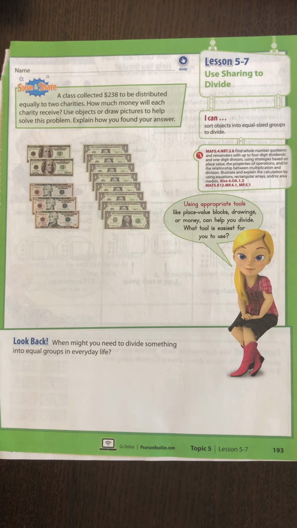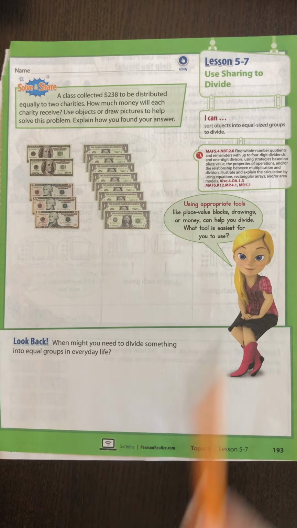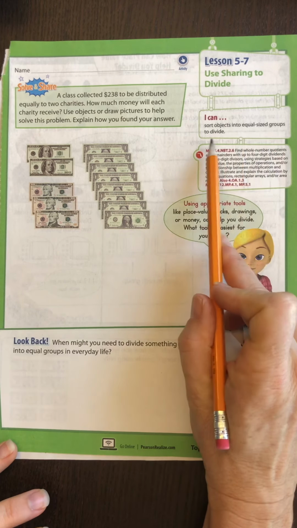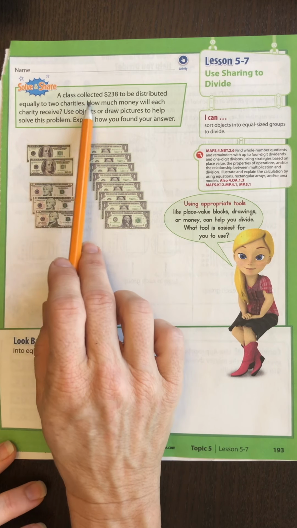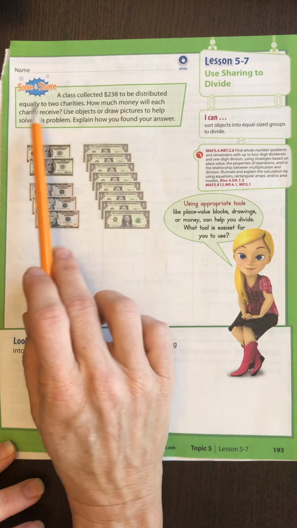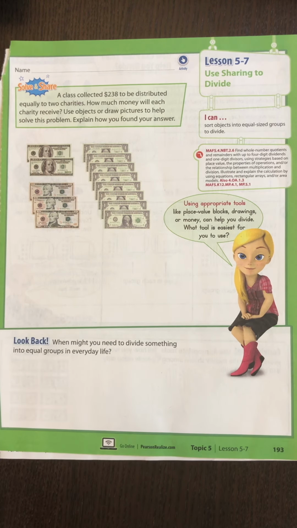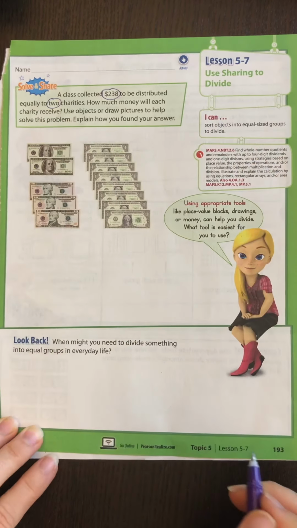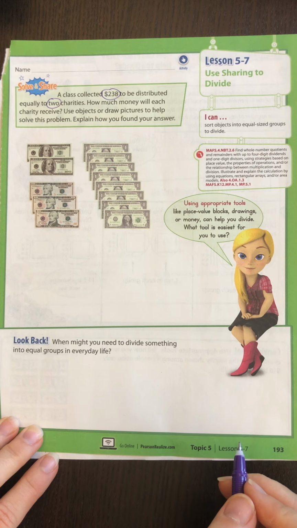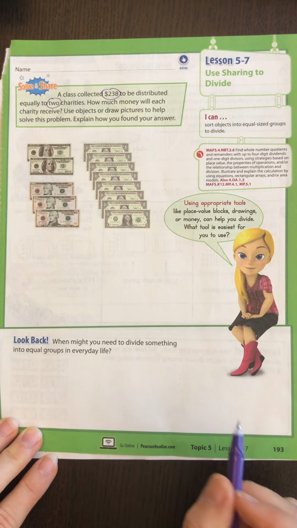During this lesson, we're going to sort objects into equal sized groups to divide. So solve and share says a class collected $238 to be distributed equally to 2 charities. How much money will each charity receive? Use objects or draw pictures to help solve this problem. Then explain how you found your answer.